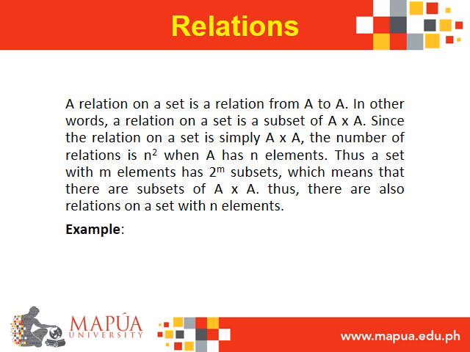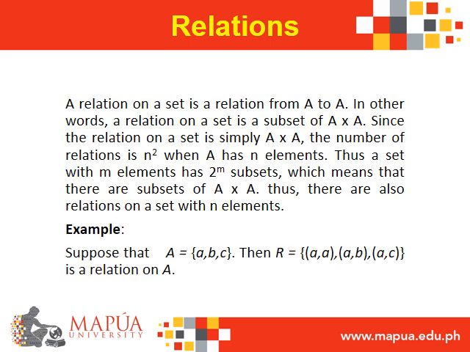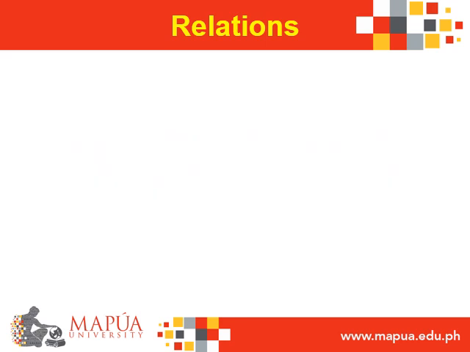A relation from set A to set A basically implies that it contains subsets of A times A. Therefore, your corresponding relation will end up with 2 raised to m subsets.